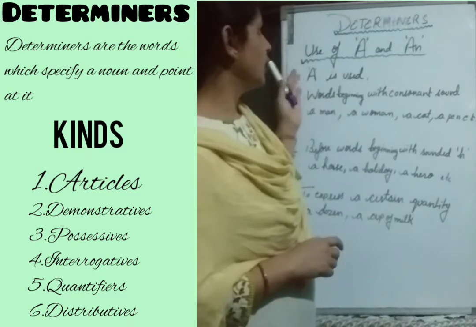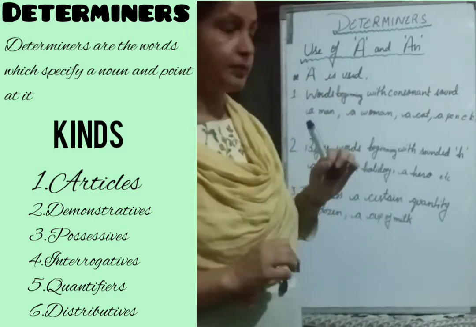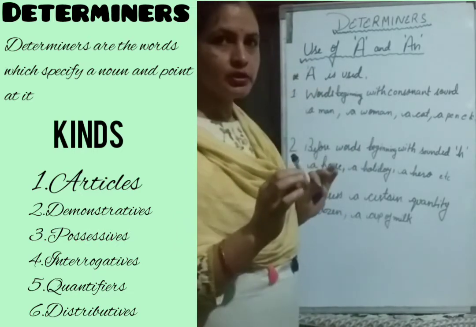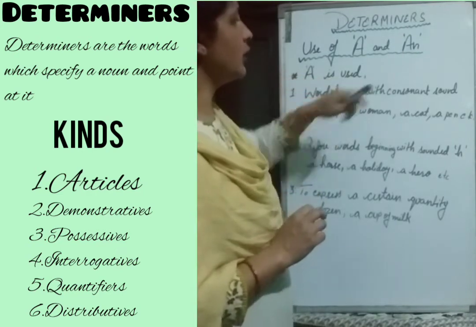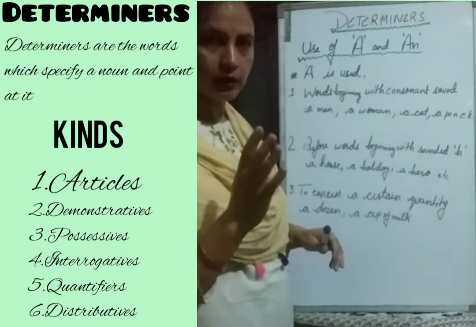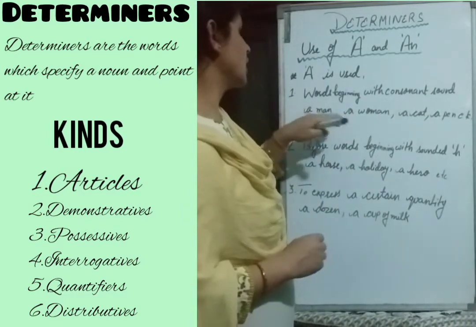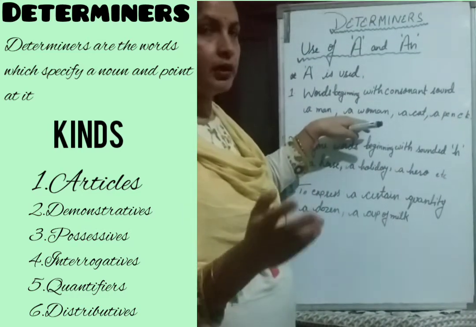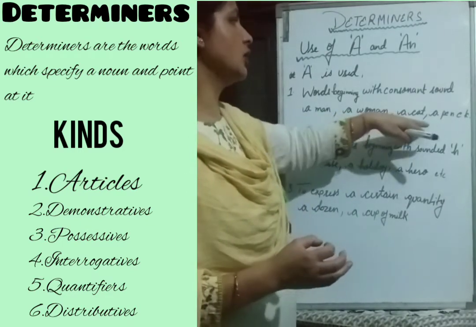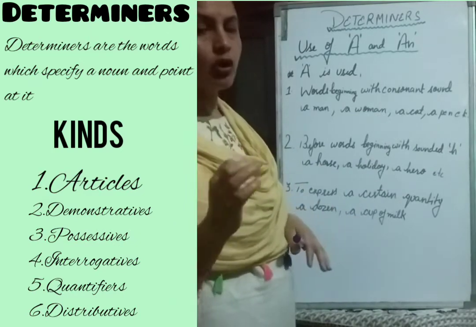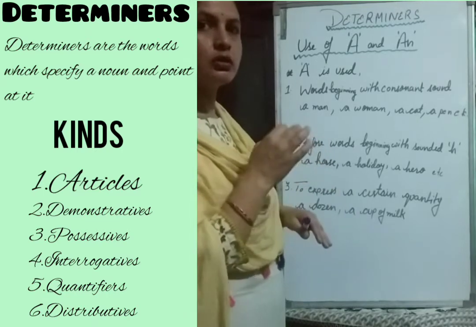Now children, the use of a and an, that is the indefinite article. A is used, first rule, before words beginning with a consonant sound, like a man. This M is a consonant. A woman, consonant. A cat, C, consonant. A pen, P, consonant. So we use the article a before such nouns.